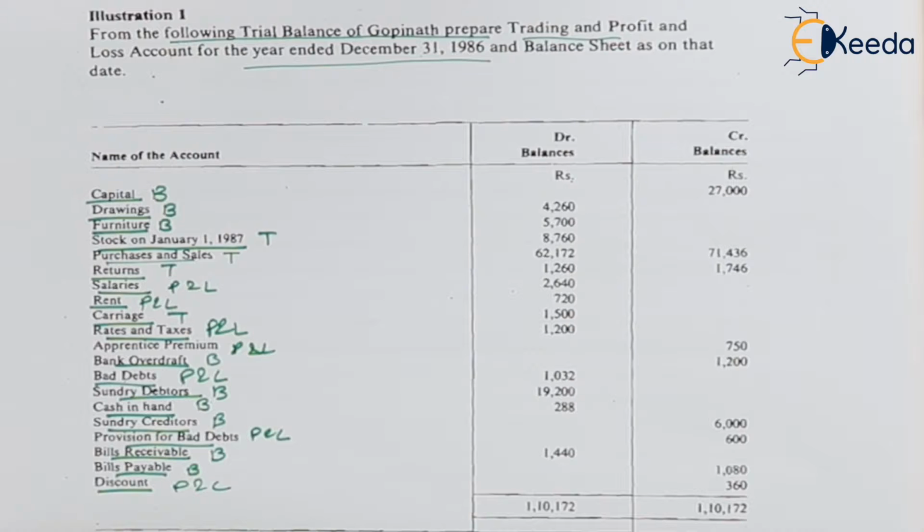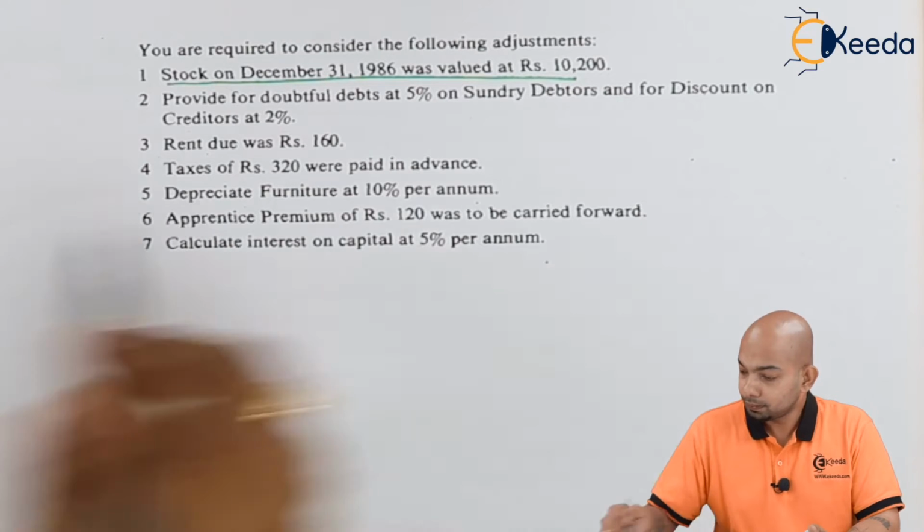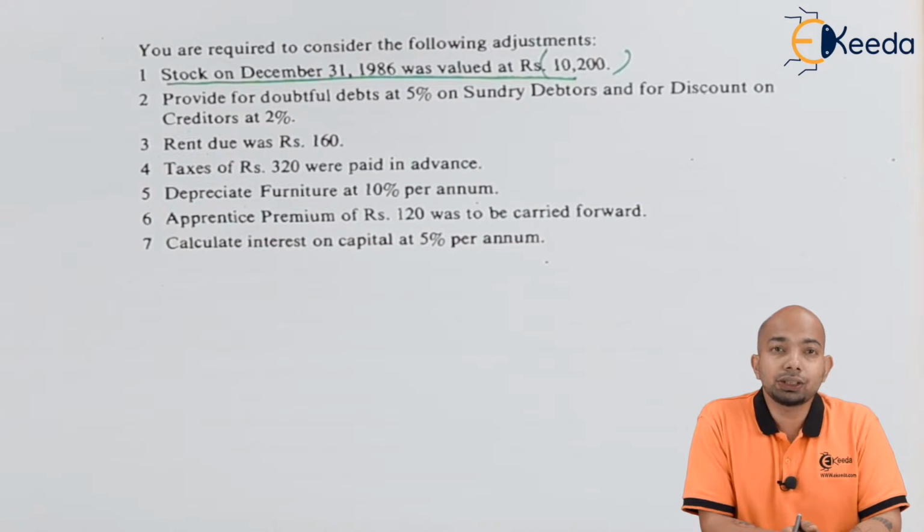Now that we have segregated all the items of trial balance, we'll further go ahead and see what are the adjustments that are a part of it, and then we'll check onto the adjustment details as to what are the dual effects of it. So there is one closing stock that has been mentioned here as on 31st of December 1986, 10,200. As you know, this adjustment will have two effects: trading account credit side, balance sheet asset side.